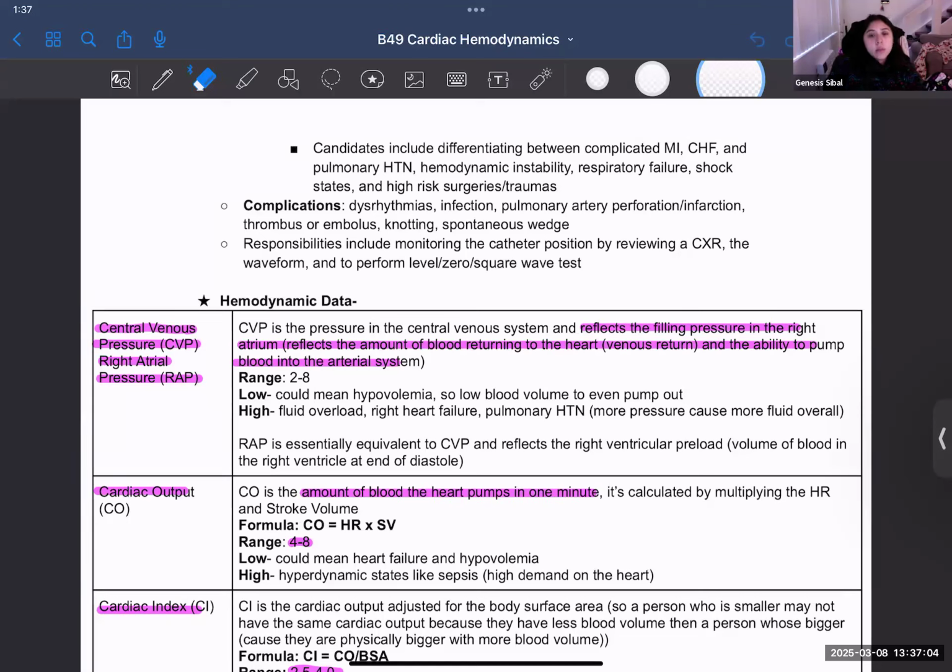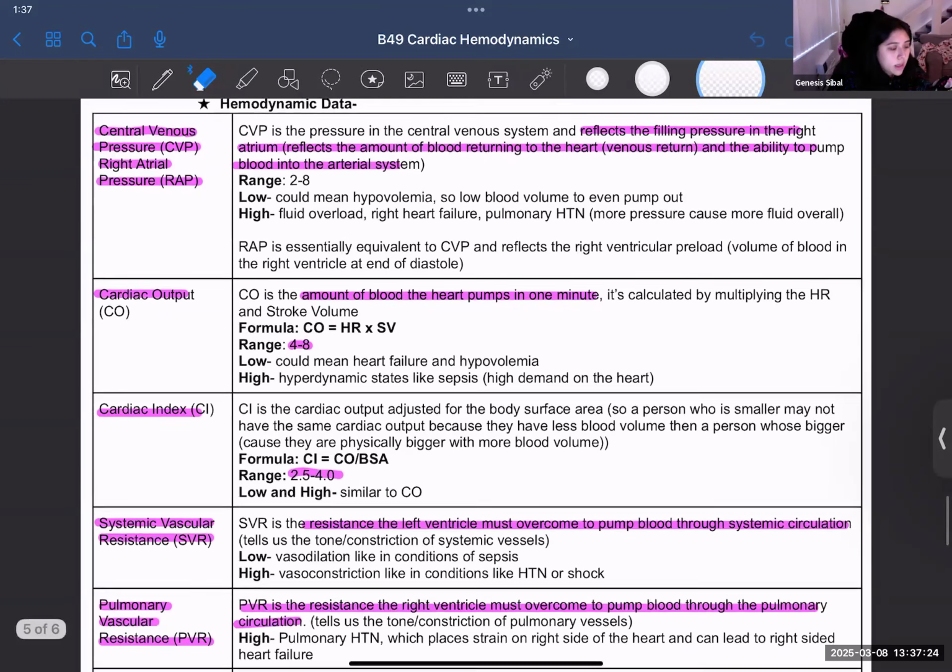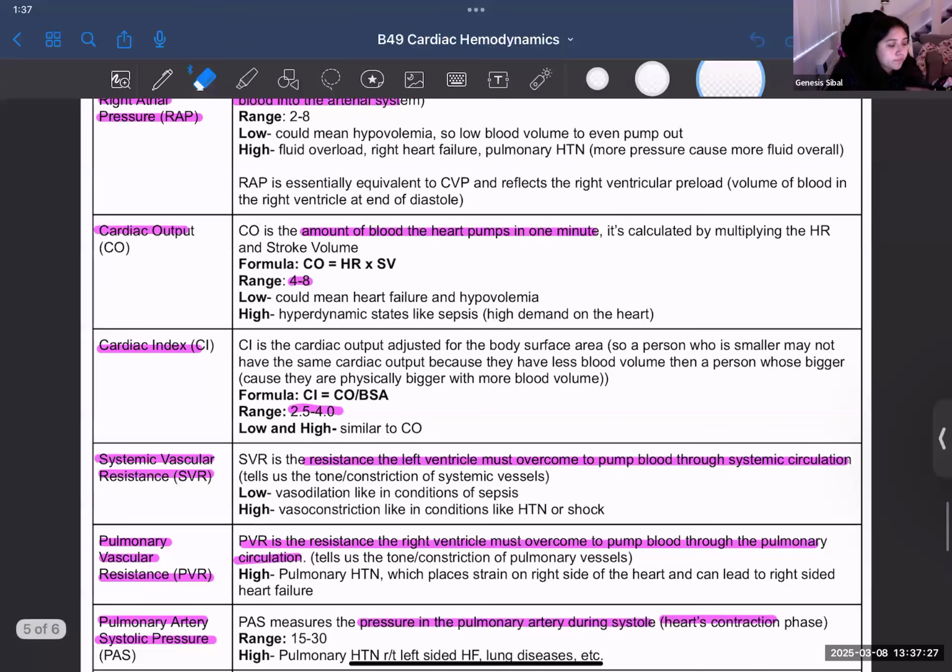If it's low, it could mean hypovolemia, which makes sense, right? Because you don't have enough fluid volume coming back, so you don't have anything to be pushed out. And in terms of high, that's going to be fluid overload, obviously, because you're going to have to use more pressure to pump it out. So it's the same exact thing as before with CVP. Don't overcomplicate that one.